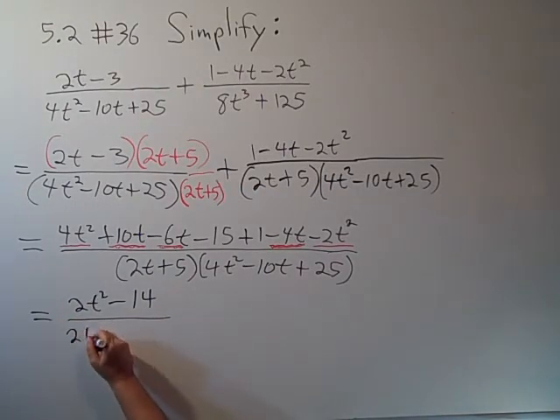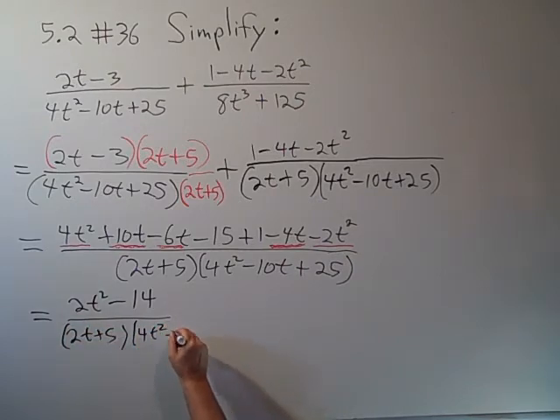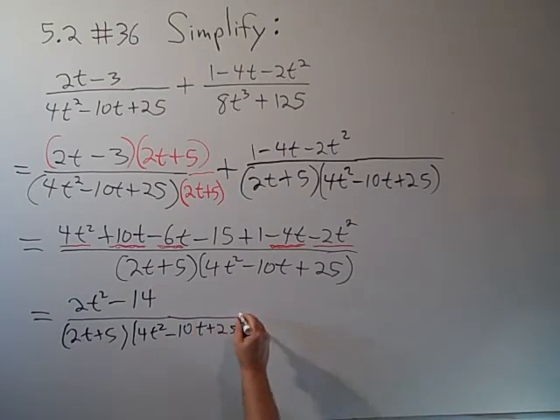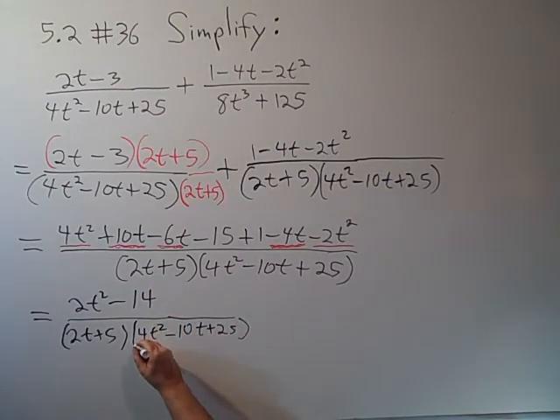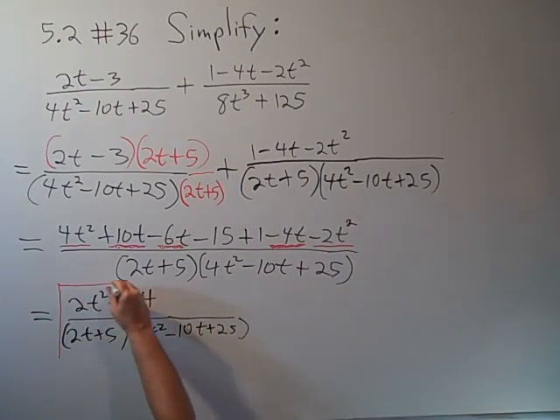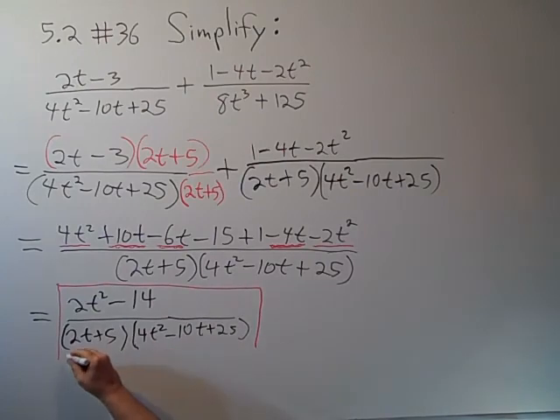Over the same denominator, 2t plus 5 times 4t squared minus 10t plus 25. And we could factor the numerator. Well, we can factor a 2 out times t minus 7, but that doesn't help us. There's no common factors. So we can leave it like this.